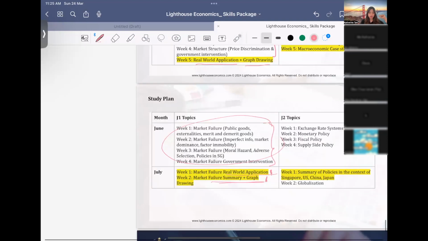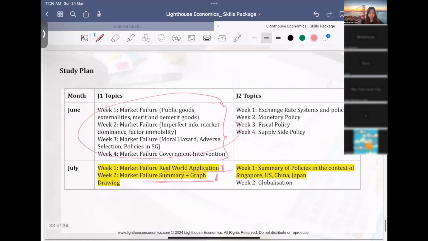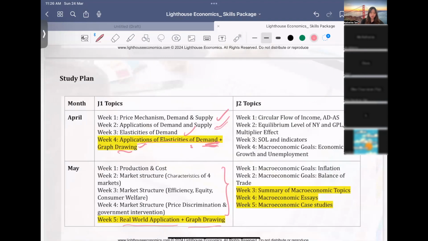So this is how you want to plan your schedule and study. You can use this. I already sent it in the group. You can use this generally to go and study. What you all want to do is study both a J1 topic and a J2 topic so that it's more balanced, especially because you all have 1 year to sprint towards A levels. So this is how you want to study. Any questions?